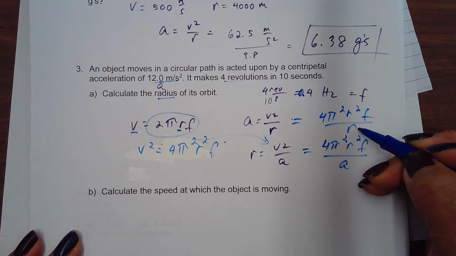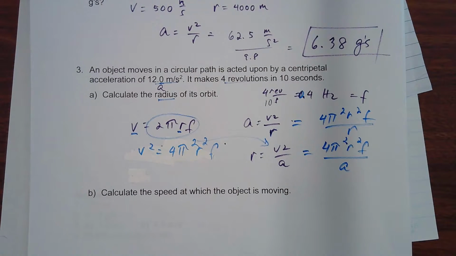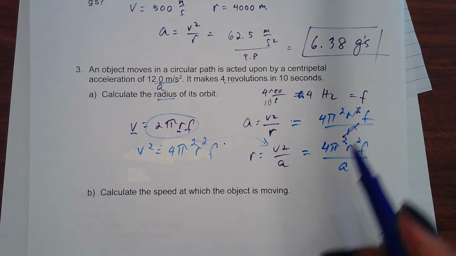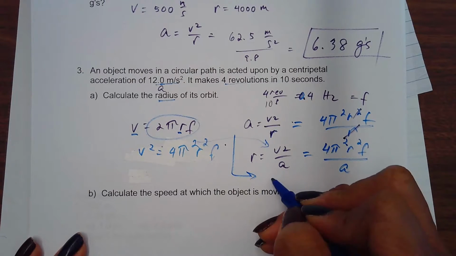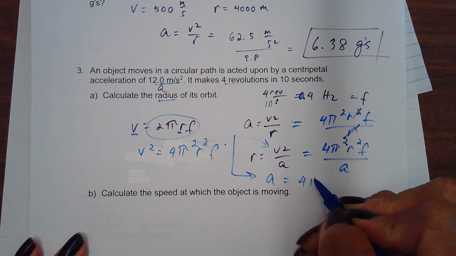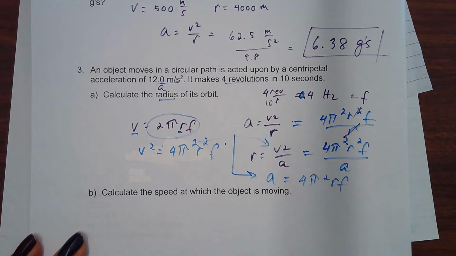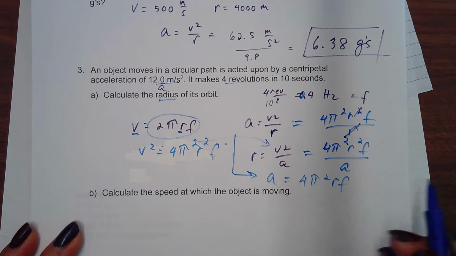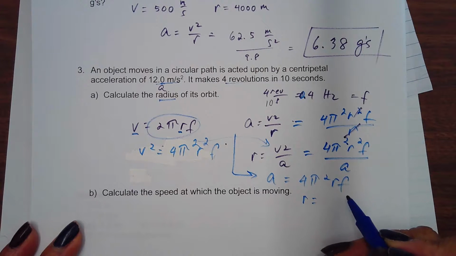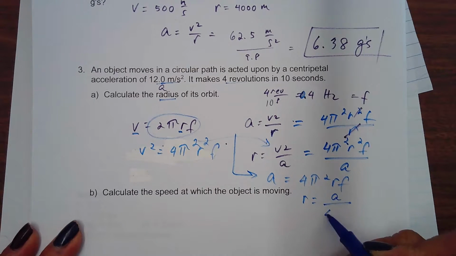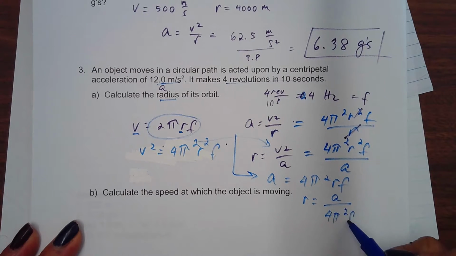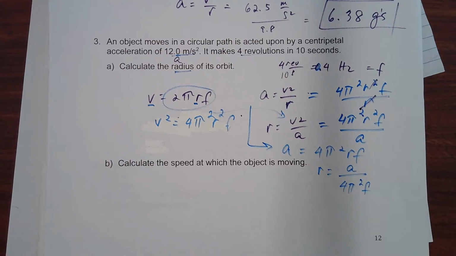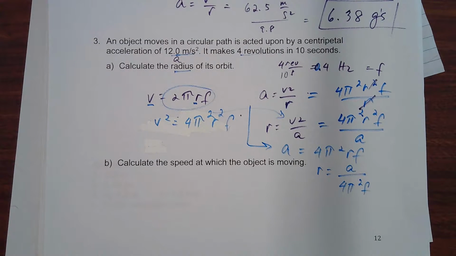You see the r squared over r? You know what happens to that? They will cancel 1 r, right? So what we have now going down this way is acceleration equal to 4 pi squared r f squared. That's the formula that you have from here. Then you can isolate the r. So r is a over 4 pi squared f squared. And you've got your acceleration, you got your frequency, and we got the pi.